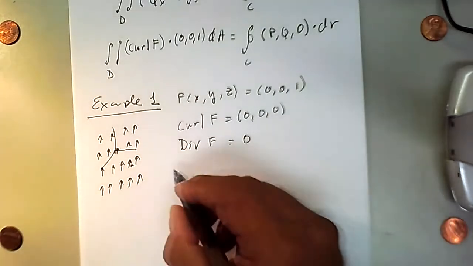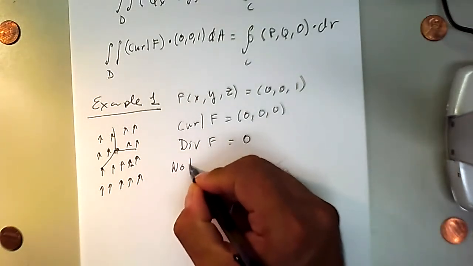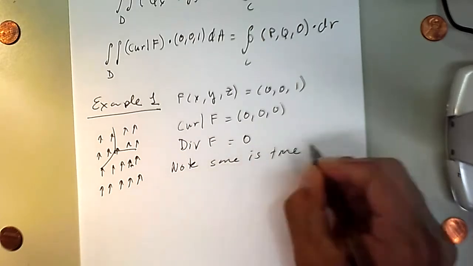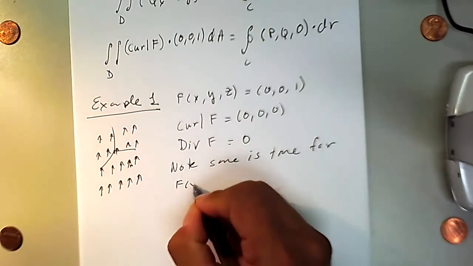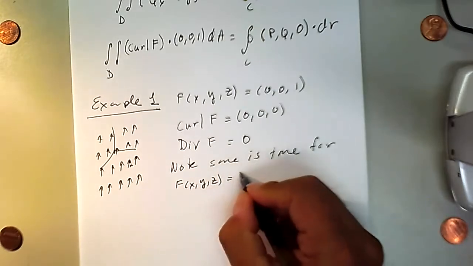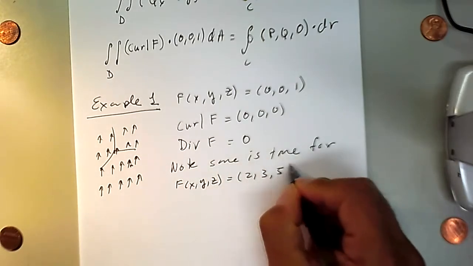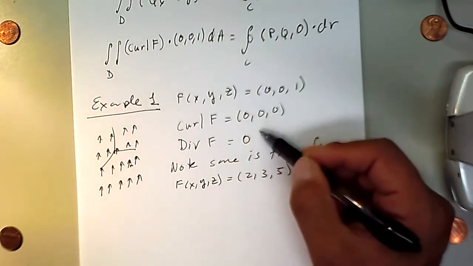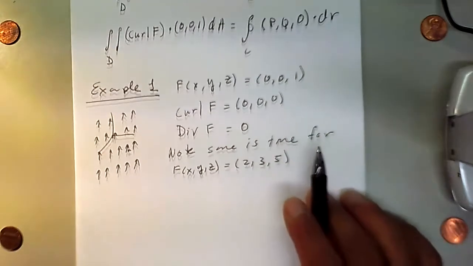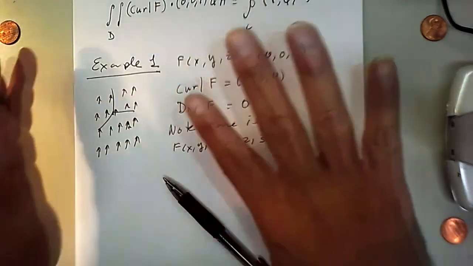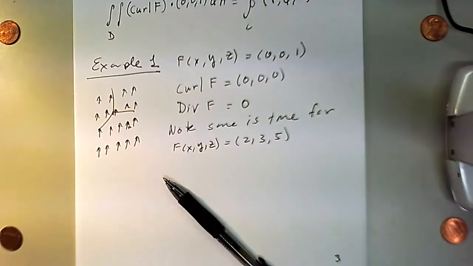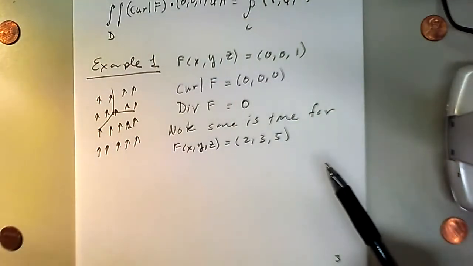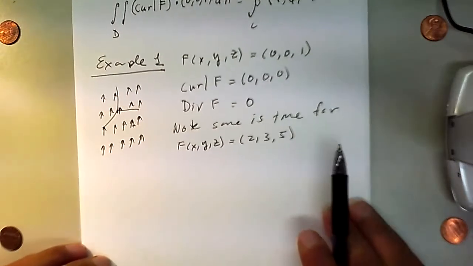In fact, let's write this as a note. Note, same is true for F of x, y, z, and you can just put any three numbers, 2, 3, 5. And the same logic, the same thinking will tell us that the curl is going to be 0, 0, 0, and the divergence is going to be 0. So if we have a continuous flow in all of the vectors in one direction, it doesn't matter which direction, you're going to end up with a curl of 0 and a divergence of 0.